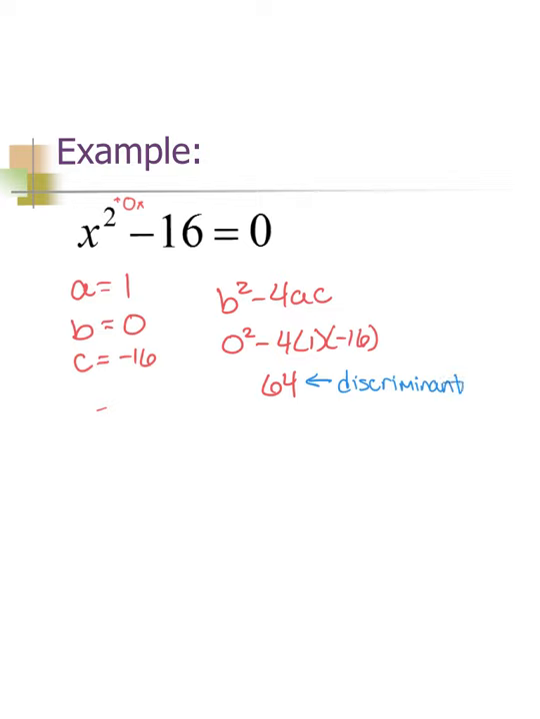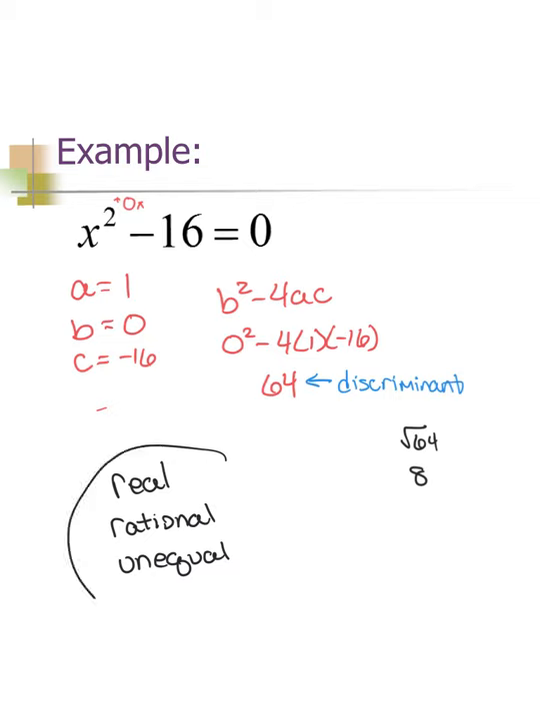Now, in my head, I'm not writing this down. What happens if I take the square root of 64? I get 8. Since it's not negative, it's real. Since it's a perfect square, it's rational. And because it's not equal to 0, it's unequal. That is the nature of the roots.